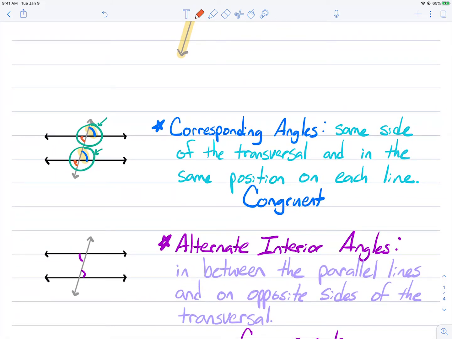So it's in the same position on the line. So it's above the line on the right side of the transversal, or it's below the line on the left side of the transversal. Now the thing about corresponding angles is they are congruent. So they're always the same exact size.